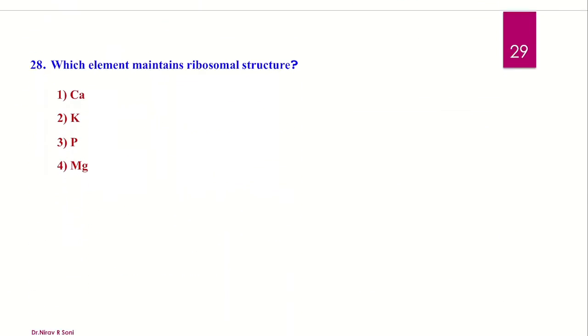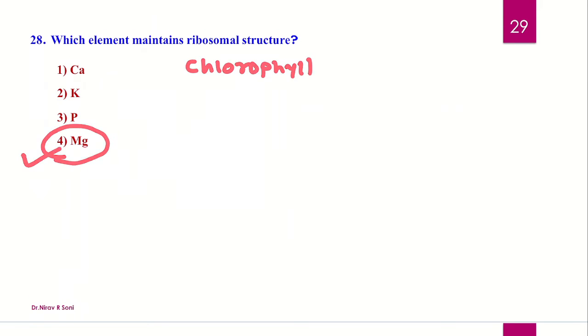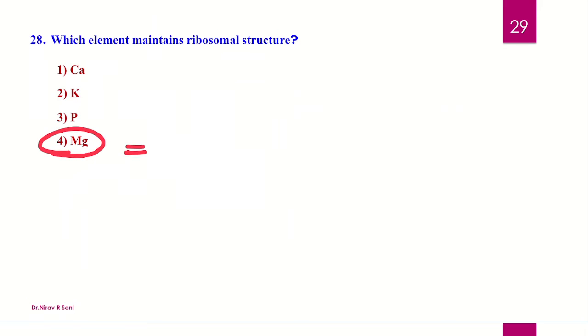Next, which element maintains the ribosomal structure? Ribosomal structure as well as chlorophyll structure. You should always remember in your mind that magnesium helps to maintain ribosomal structure. This is your previous year question.